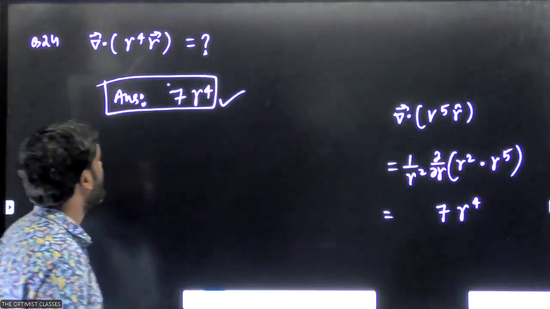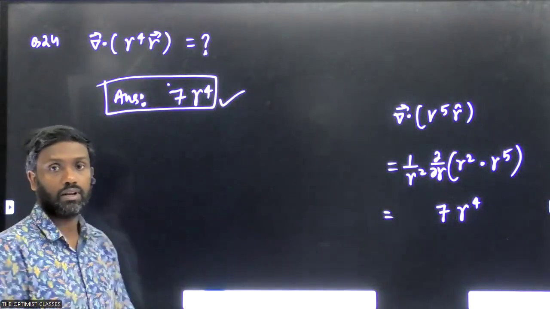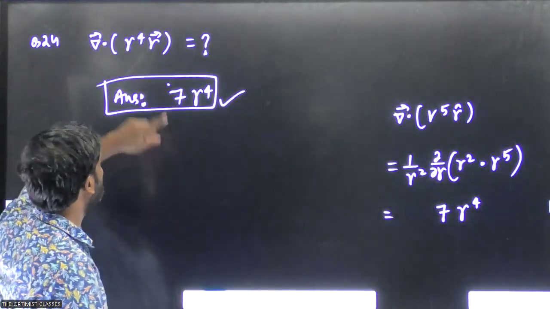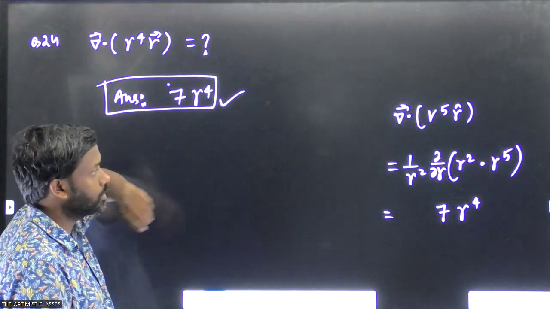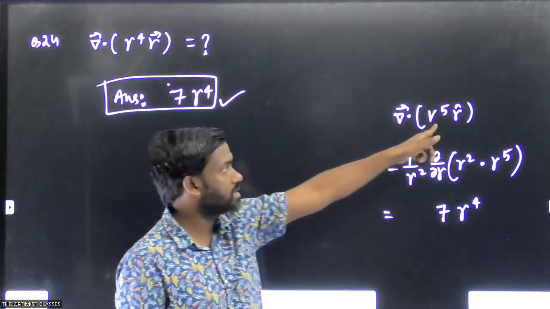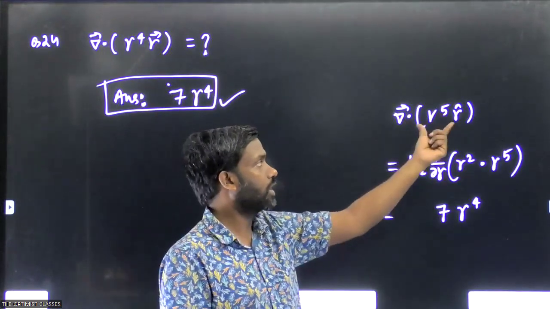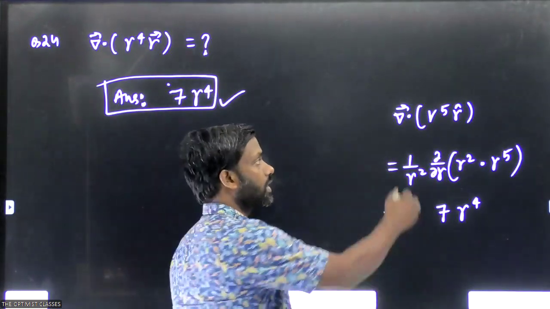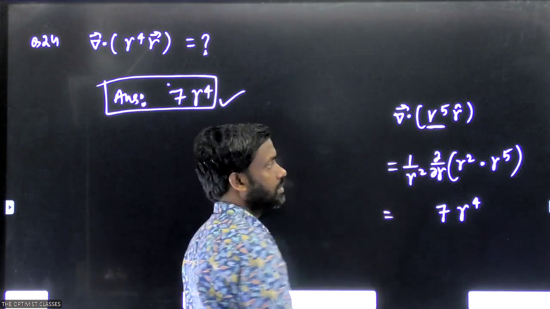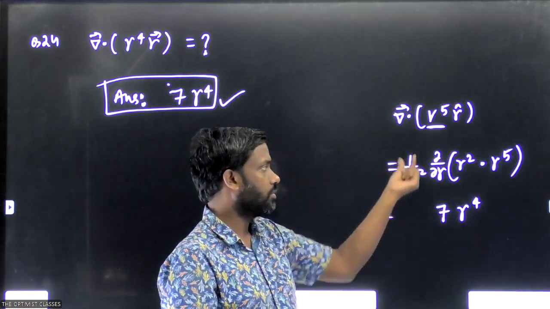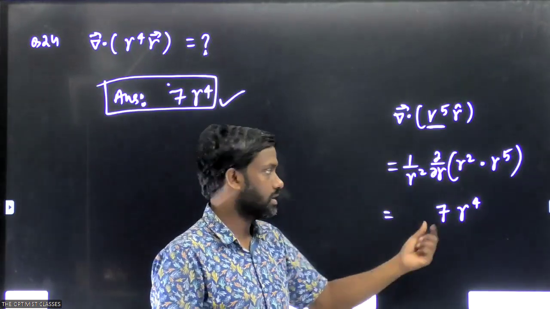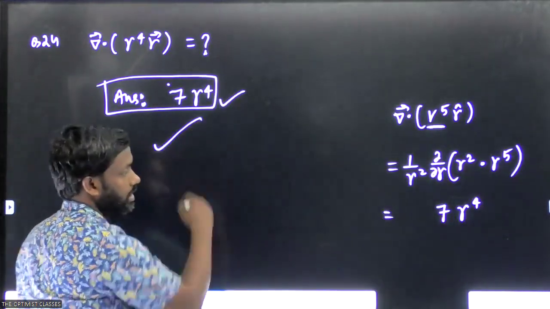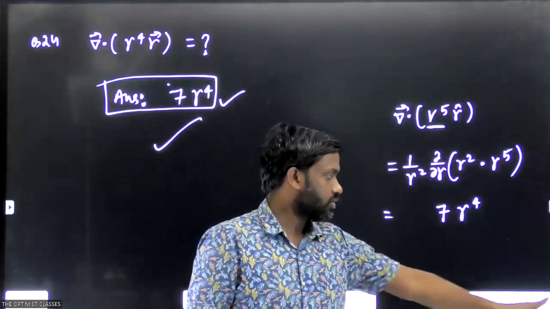Okay. Now this is a question from mathematical physics, a very elementary question. Divergence of r to the power 4 multiplied by r vector is to be calculated. So you can write this as r power 5 r cap. Basically, you have to calculate the divergence of this. The radial component of the vector is r power 5. There is a divergence formula like this. Here you take the radial component of the vector, and from there you get 7 r to the power 4. So that should be the correct answer. Okay. Next question.